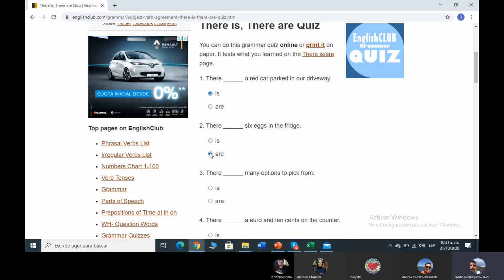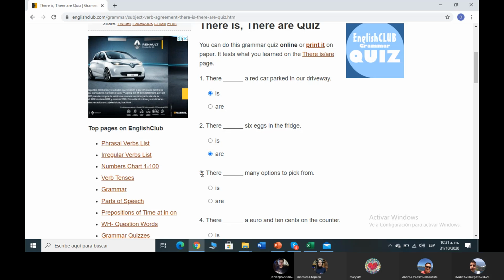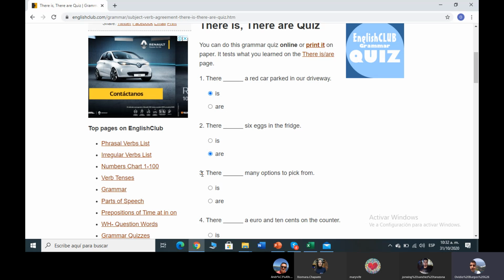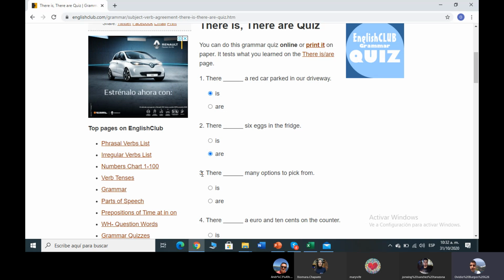Very good, Xiomara. The number 3 is for Jorwin. What do you consider is the correct? Is or are? Please read. Is, our teacher. There are. Please read the sentence for us. There are many options to pick from. In this case, is the correct is or are? Are. Okay, very good.